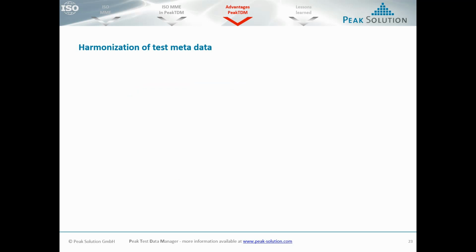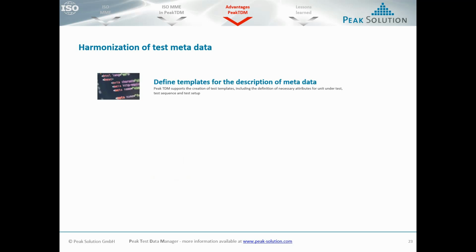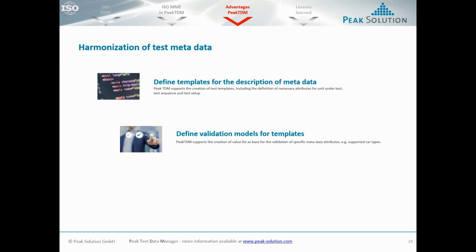When using a test data management system like PeakTDM, another aspect is the harmonization of test data. Templates for metadata ensure that the different tests use the same attributes with their specific names. In the templates, more attributes additional to the standard ISO MME attributes can be defined, for example department-specific information or more detailed descriptions of test samples. Additionally, it defines and validates possible entries in different attributes, for example by defining all possible car models.